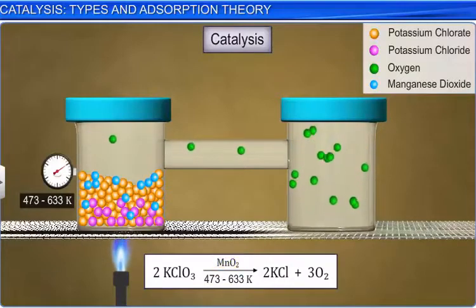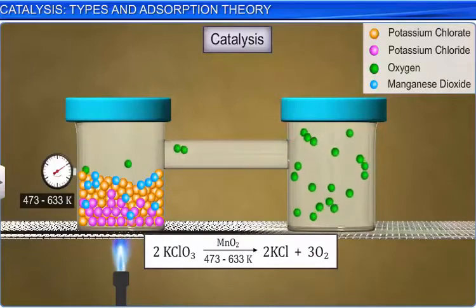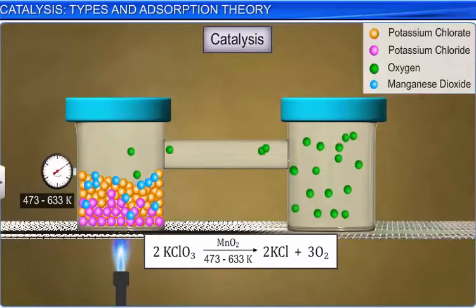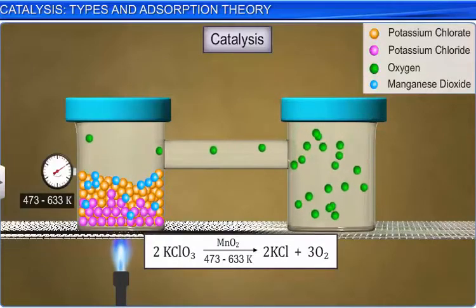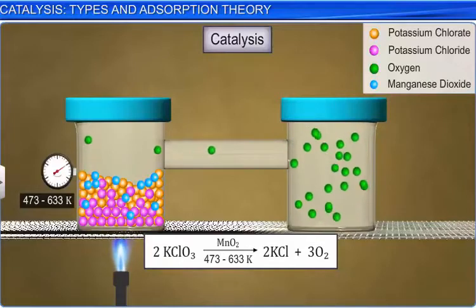You will observe that manganese dioxide is not consumed in the reaction. That is, at the end of the reaction, manganese dioxide has the same mass and composition as at the initial stage. Here, manganese dioxide has facilitated the reaction without itself being consumed.